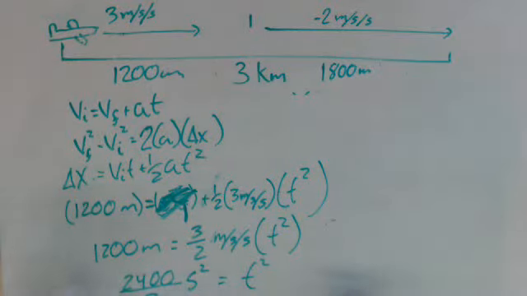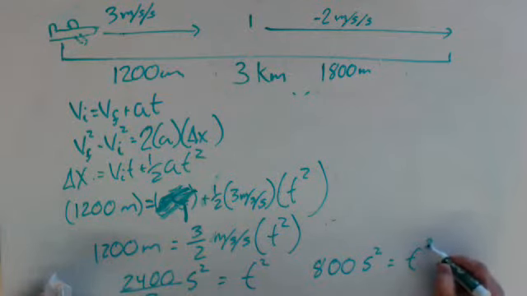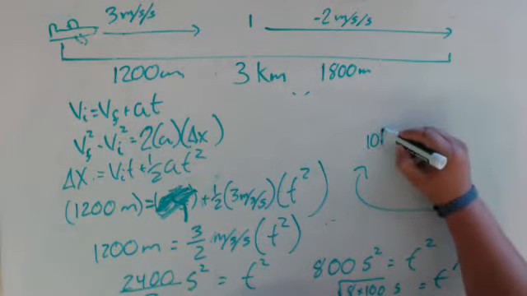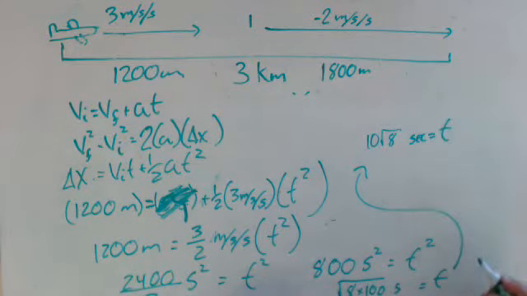Well, that translates into 800 seconds squared is equal to t squared. So at that point, I've got the square root of 8 times 100 seconds is equal to t. That then translates into 10 times the square root of 8 seconds is equal to the time of no return. So that's the answer for that.